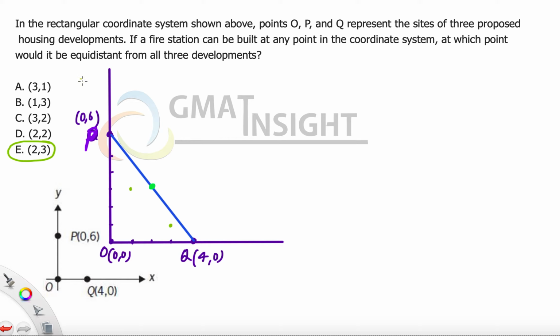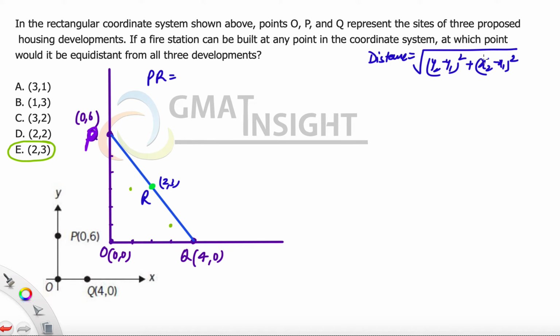However, in order to be sure, one thing that we can do is quickly find the distance of this point from the various other points. Let's call this point R, and assume I am looking at the point 2, 3. So the distance PR, by the distance formula, if you don't know it, let me quickly tell you, can be represented as the square root of (y2 minus y1) whole square plus (x2 minus x1) whole square, where x1, y1 and x2, y2 are the coordinates of the two points which we are using to find the distance between them. So PR will be equal to the square root of (6 minus 3) square plus (0 minus 2) square, which is the square root of 9 plus 4, root 13.